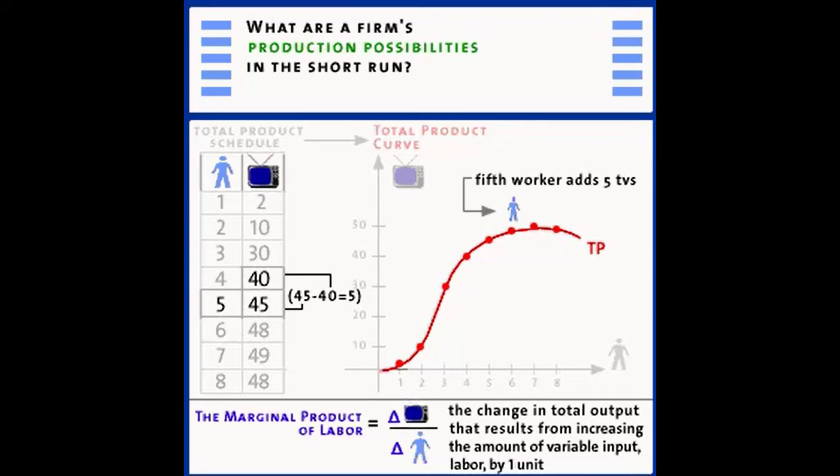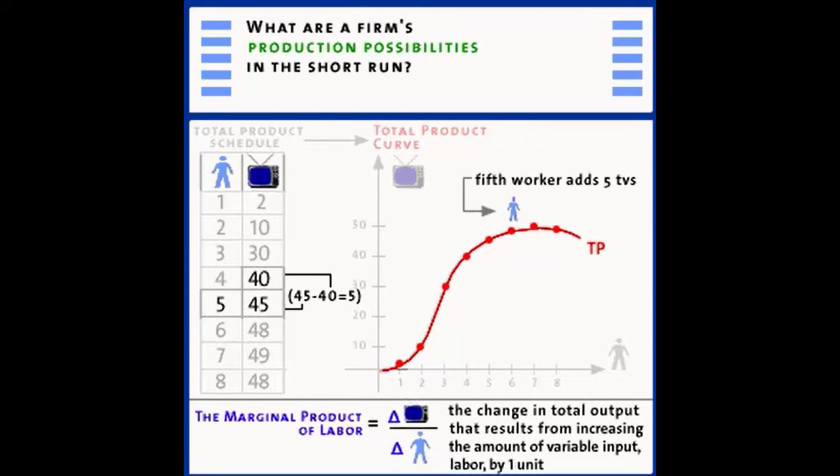If we do this, I can go over and lay this chart next to my other charts, and we see that the first worker has a marginal product of 2 televisions. He adds 2 to total output. The second worker has a marginal product of 8, as we calculated before, and you can go right on down the chart. The third worker has a marginal product of 20, the fourth has a marginal product of 10, the fifth has a marginal product of 5, and you can look at the rest of the chart, which we'll now move over next door so that you can study it.